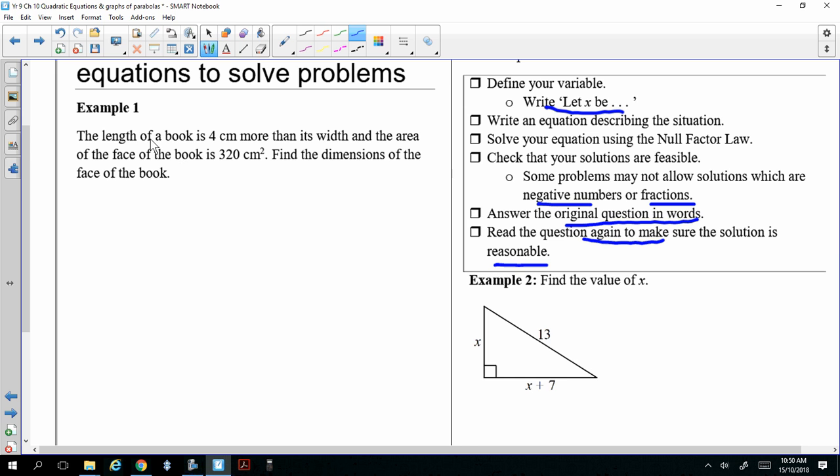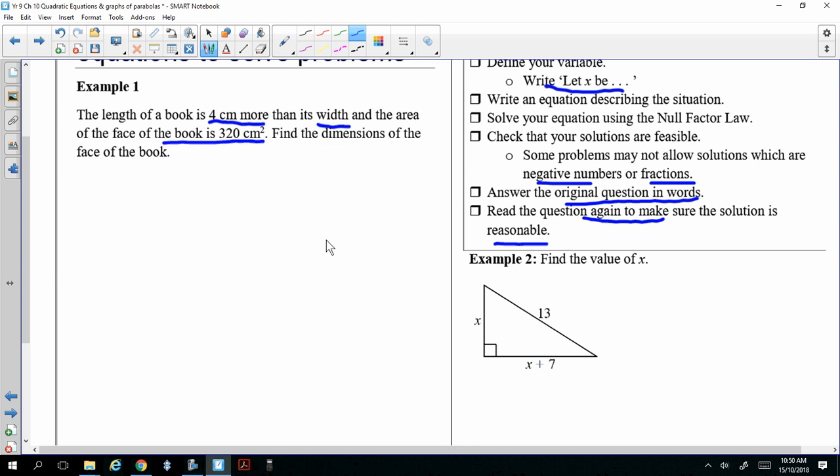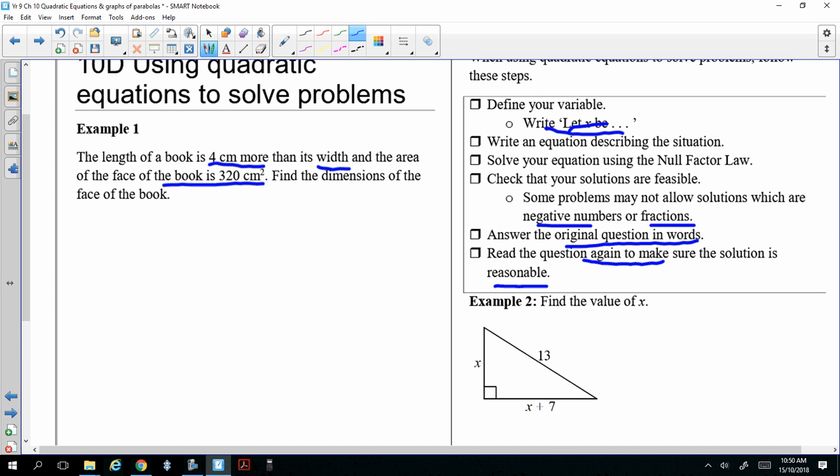Okay, we're going to solve the first question, which is: the length of a book is 4 centimeters more than its width, and the area of the face of the book is 320 square centimeters. Find the dimensions of the face of the book. So how do we solve this? Your first step is to let x. Now you don't have to use x, you can use w for width or y, etc.